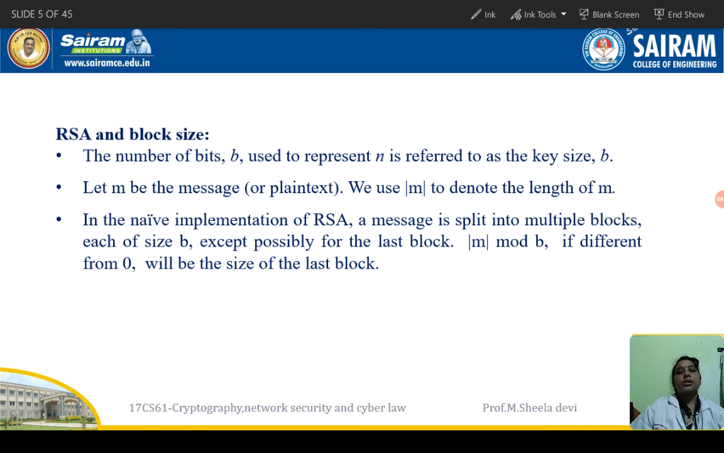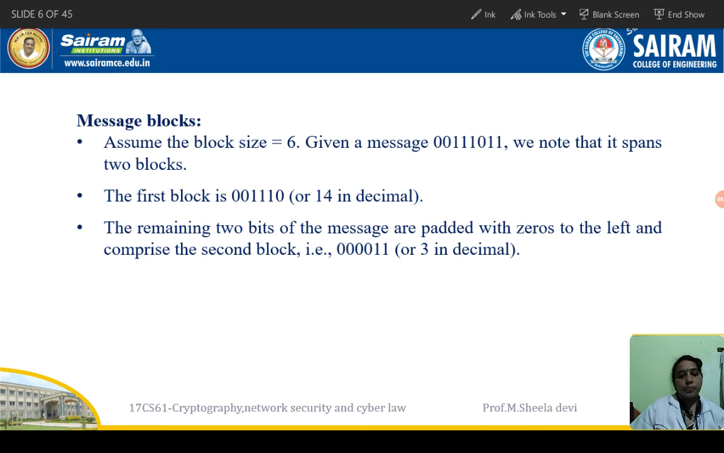Let m be the message. We use mod m to denote the length of m. In the naive implementation of RSA, a message is split into multiple blocks of size b. As I said, if the message contains 24 bits, then it can be divided into 3 blocks, each of 8-bit length. So except possibly for the last block, if different from 0, these are all the same.